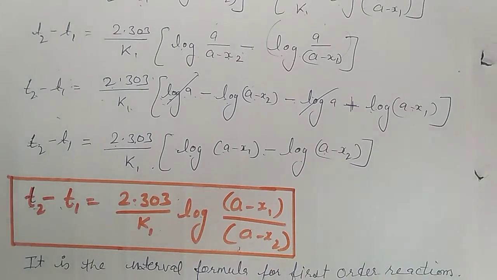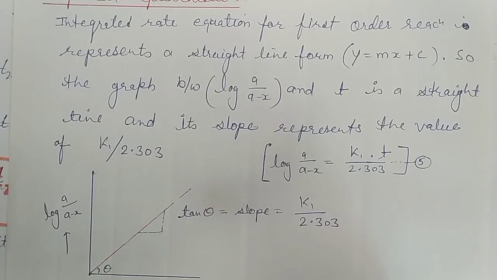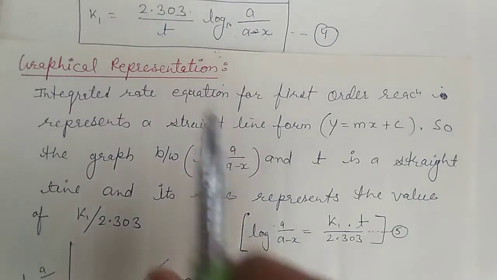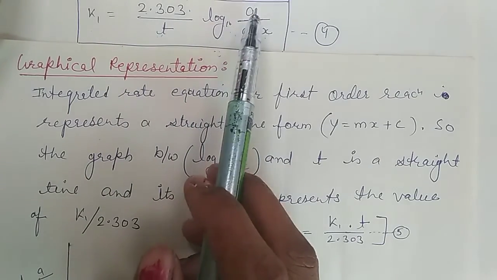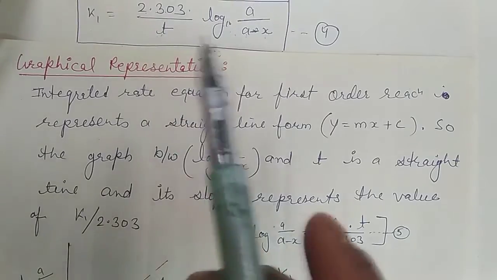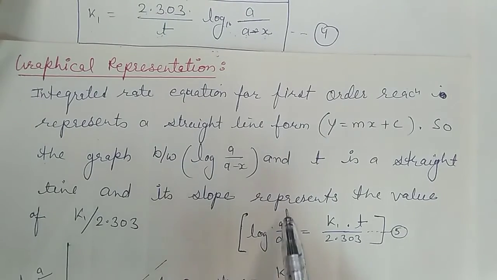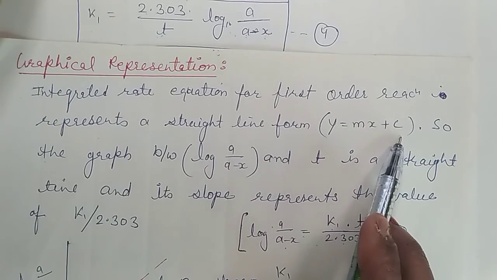Okay, now we will see the graphical representation of the first order reaction. The first order rate equation is also a straight line equation. This is the first order integrated rate equation: K1 is equal to 2.303 upon t log 10 A upon A minus X. I am writing it so that t and 2.303 are taken to the other side, then log A upon A minus X is equal to K1 t upon 2.303. Okay, now this is the straight line equation y is equal to mx plus c.